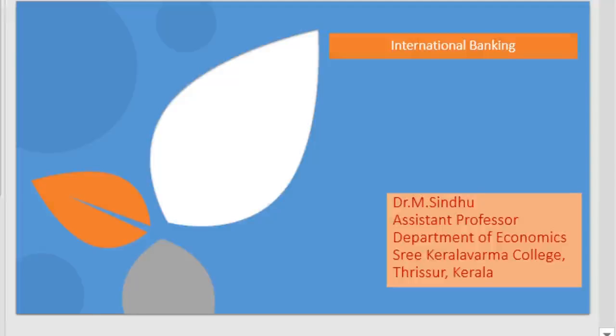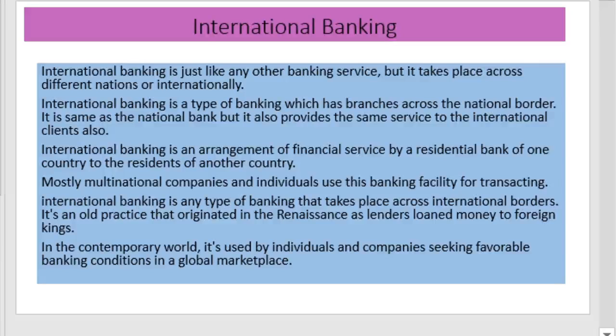In this class, we will discuss international banking services. International banking is just like any other banking service, but it takes place across different nations, or internationally. That is, banking across different nations is termed international banking. It is a type of banking which has branches across the national border, and it is the same as a national bank, but it also provides the same services to international clients.